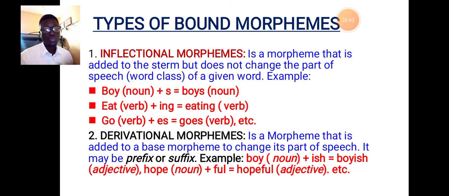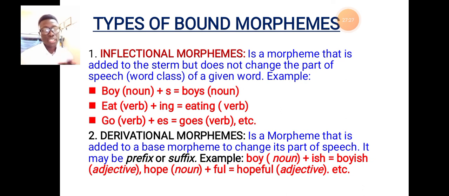These are what we are talking about. So we are saying that derivational morphemes change the part of speech as well as the form. For example, boy. Boy is a noun, but when I add a word to it to change its word class, I added ish, making it boyish. Now boyish has changed to become an adjective.